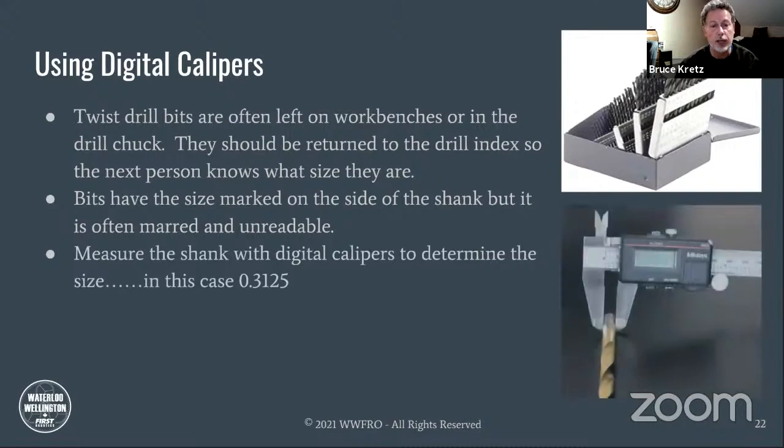So you measure the shank with digital calipers to determine the size. In this case, 0.3125. As a fraction, we would say 5/16, and that's the hole that it would go into in your drill index.